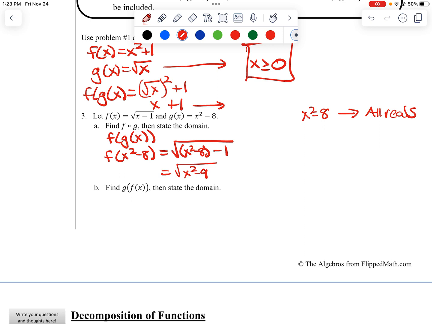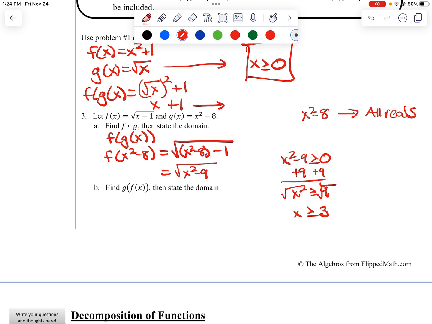So our output, what do we know? Well, a square root has to be greater than or equal to 0. So minus 9, what's underneath there? So we have x squared has to be greater than or equal to 9. And then it gets a little tricky because when we square root, there's always positives and negatives. So this would be x has to be greater than or equal to 3.